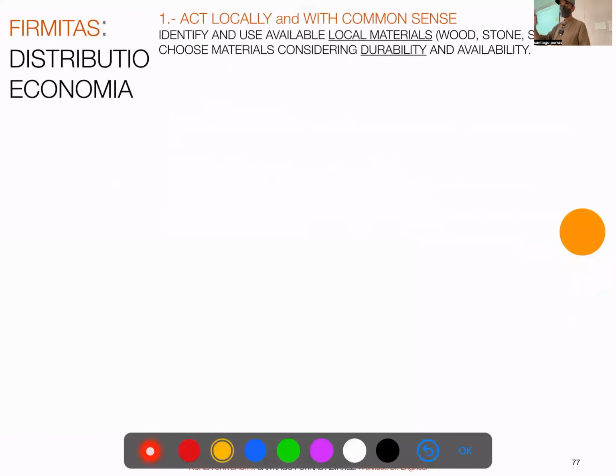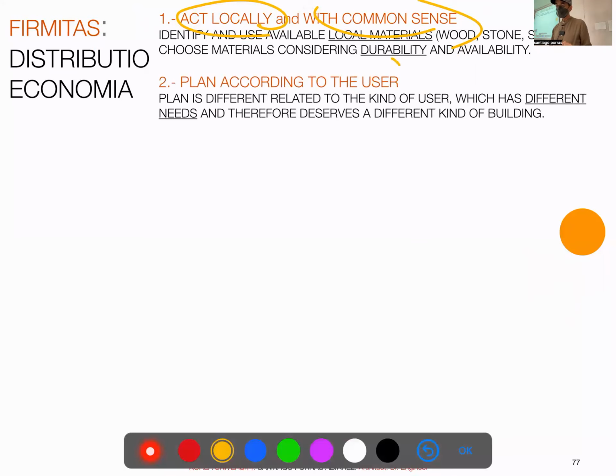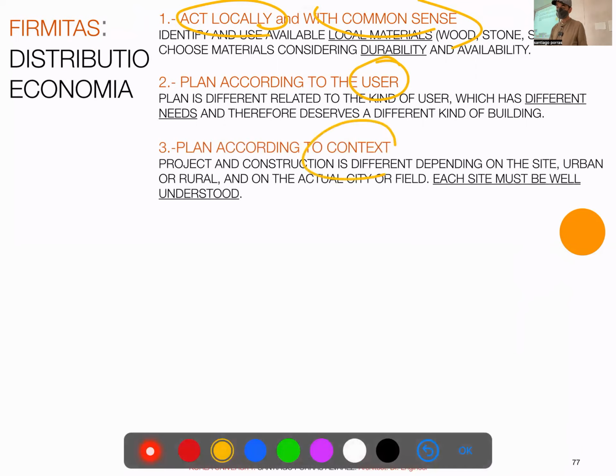Okay, and then economia, we will finish with those things. So locally and with common sense. We commented already: you have to be aware of the materials available, the technologies, and the way of life in the place. And second, according to the user. And this is great because the user in most modern design is just a kind of anecdote to make an abstract program. Most design is made for the glory of the architect. If you think otherwise, you can try to convince me. But think what you do at school and how much the user is the center of your design. But it was before. And then the context again, right? Each site must be well understood.